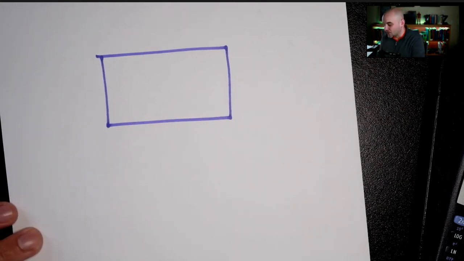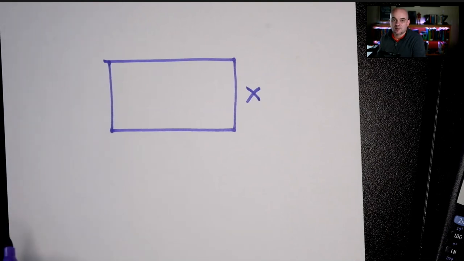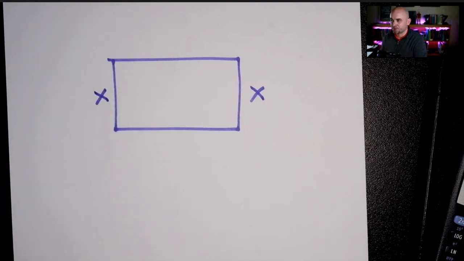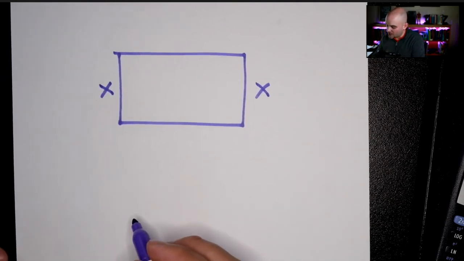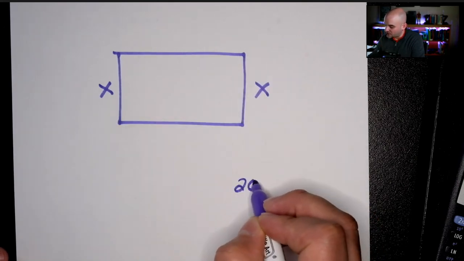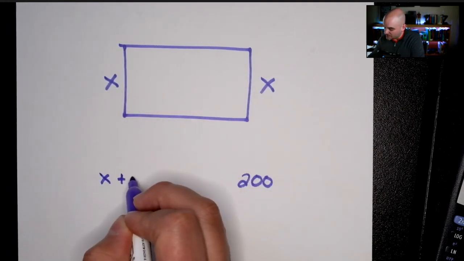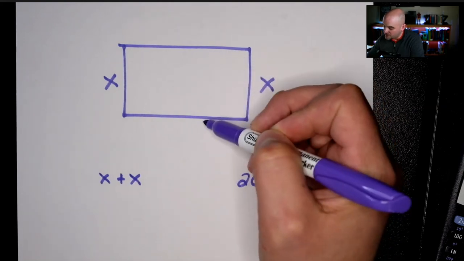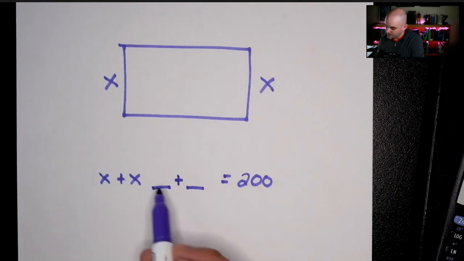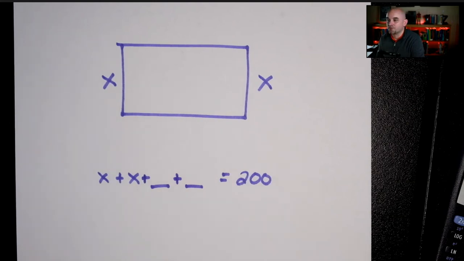So I've got a rectangle, and I'm going to call one side x. And I know that in rectangles, the opposite sides are congruent, right? So this side right here must also be x. I know that my perimeter, all four sides added up, are going to give me 200, right? So this x plus this x plus these two sides equal 200. So I need to come up with two more sides right in here. And so when I add up all four sides, I get 200.